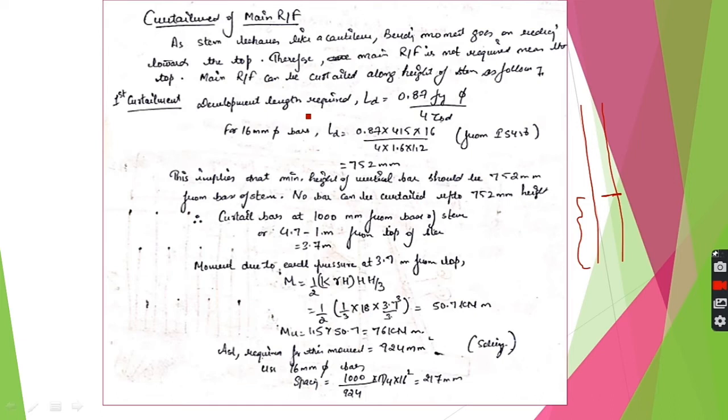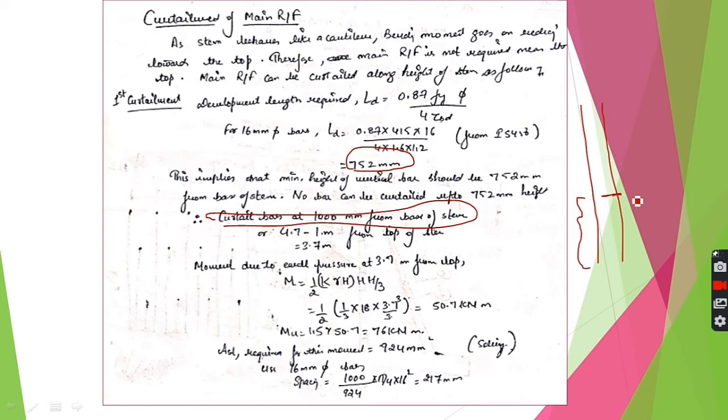It is the development length required for this bar, so we calculate it to be 752 mm. So this means that a minimum height of 752 mm should be required for any bar of diameter 16 mm provided here. But we can round it off, and also for limit state of bond we can increase the height more, so that more length will lead to more bond and proper dispersal of forces. So curtail bars at 1000 mm from base of stem.